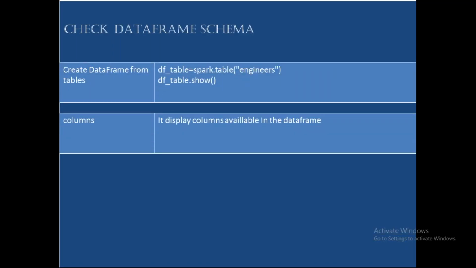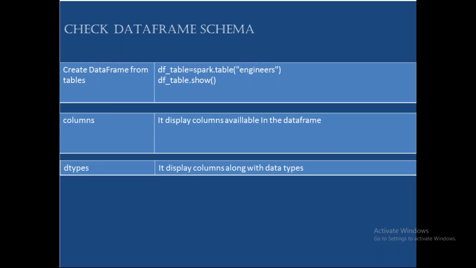Create data frame. So I created the data frame. Now I want to see all the columns which I have available. Columns, you need to use columns. If you want to know the data type of each column, you need to use dtypes.